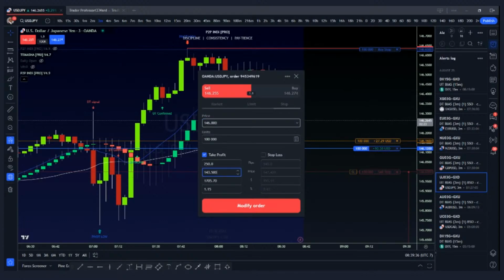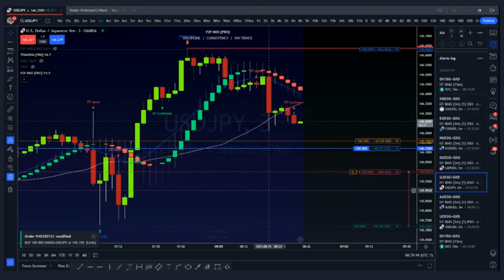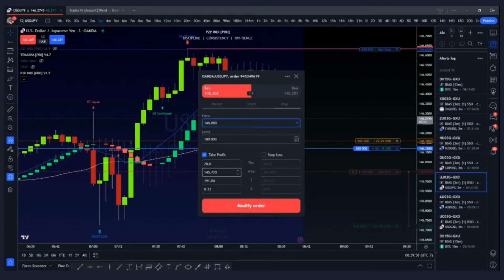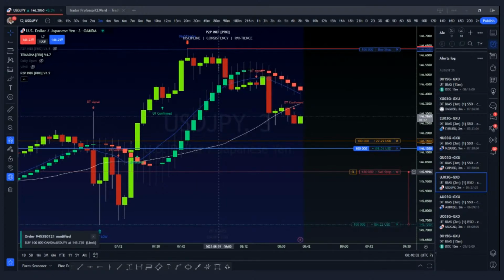What the heck? Oh, I had it too low. 145.72. There we go. Actually, let's do 73 because that's below the wick. I want to get out before that wick. There we go. So 145.73. If it hits this, we're just going to get out at that wick. And if it hits this, we're going to go up to 148.50.